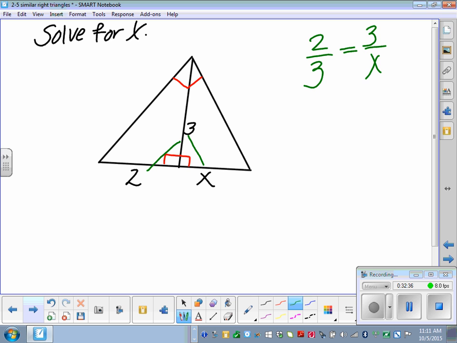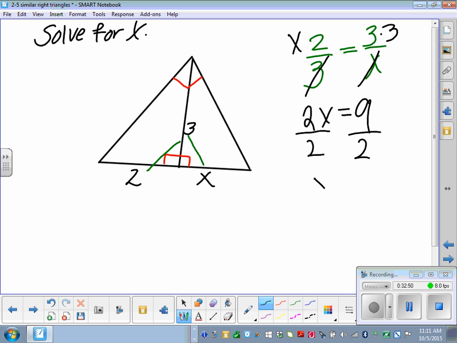Now we'll cross multiply. Multiply both sides by x, but it divides out over here. Multiply both sides by 3, it divides out. So we have 2x is equal to 9. Divide both sides by 2. So x is equal to 4.5. Okay, questions.